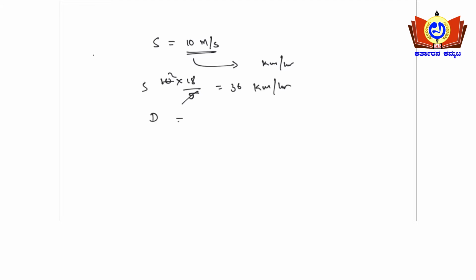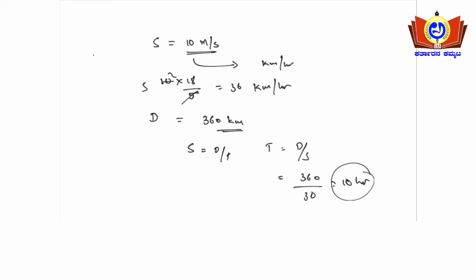So what is the distance to travel? 360 kilometers. So the formula is, speed is equal to distance upon time. So time is equal to distance upon speed. So 360 by 36, that is 10 hours. So T equals 10 hours is the answer for this. It's a very simple problem. Okay, so moving on to the next question.